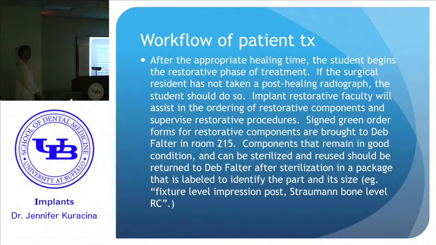Anything else? If you do get the patient, we do have a radiograph and there's already some bone loss. We'll get to that in part 2 of the presentation. All right.